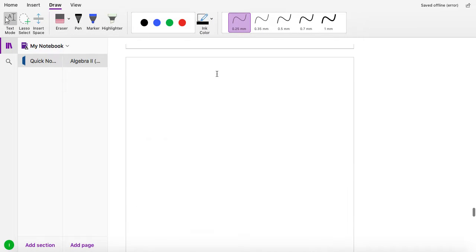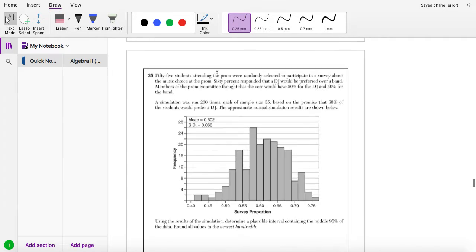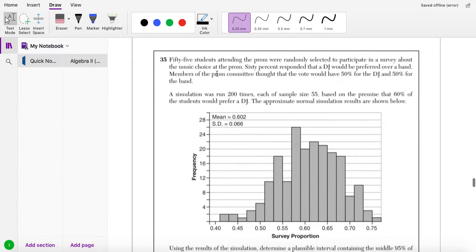Okay, so we're doing 33 through 36. We just finished question 34, so now we're going to do 35. Two more questions. So 35, let's get started. 55 students.